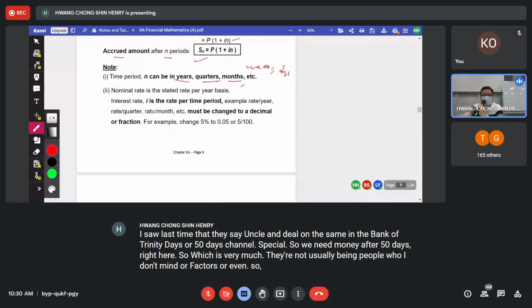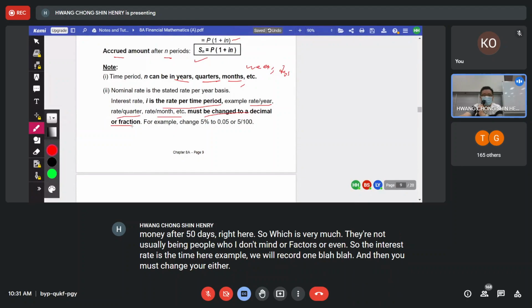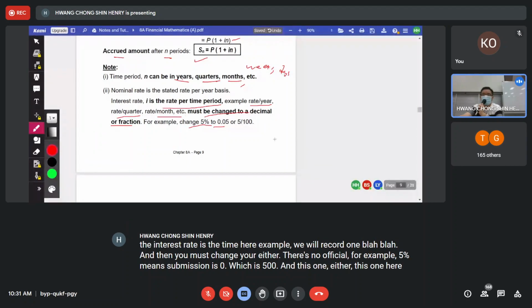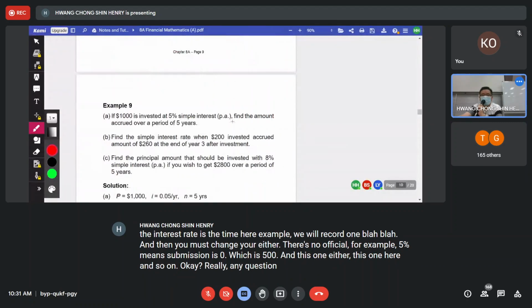So the interest rate I is the rate per time period. For example, rate per year, rate per quarter, maybe per month, and so on. And then you must change it to either decimal or fraction. For example, as I mentioned just now, 5% means 0.05, which is 5 over 100. And this is based on per year, quarter, or per month, and so on. You have to read the question carefully. Any question before you go on?